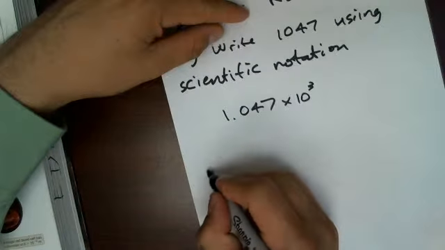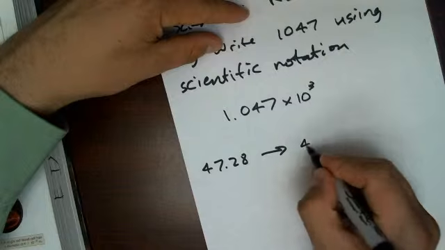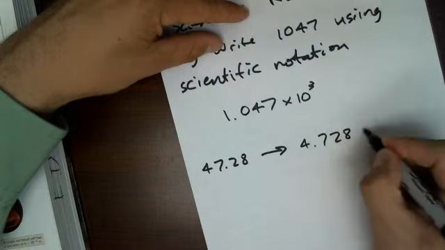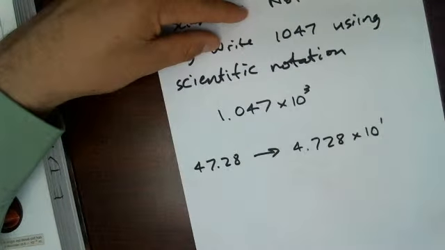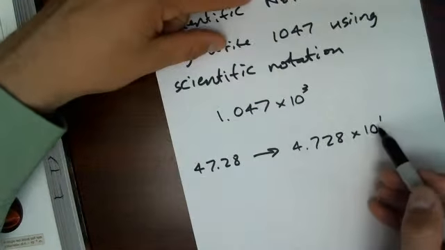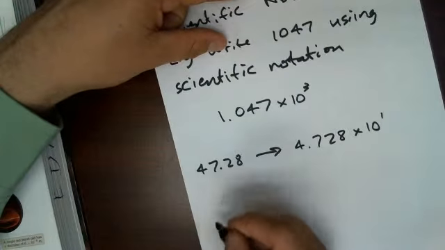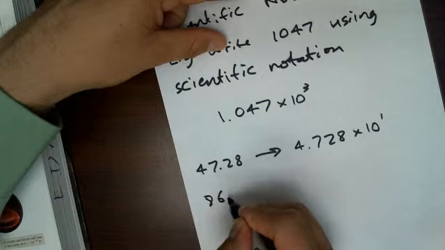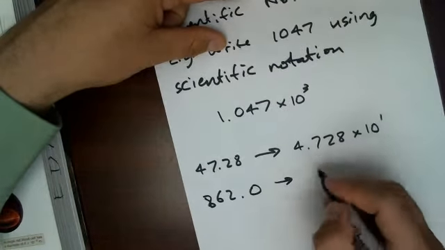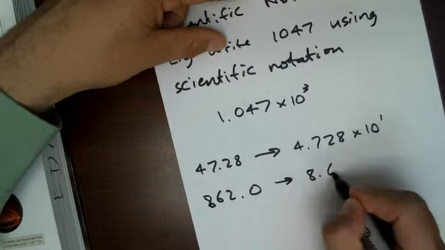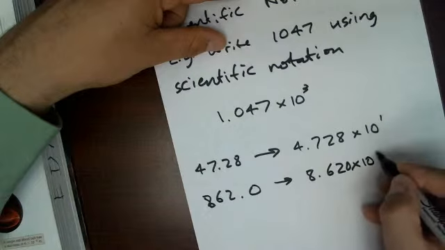So let's have a look at a few more examples. Say 47.28 would actually be 4.728 times 10 to the, I've had to move it over 1, so 10 to the 1. You could also just leave this as times 10 instead of having to do the 1. If we have, say, 862.0, that will actually be 8.620 times 10 to the 2.